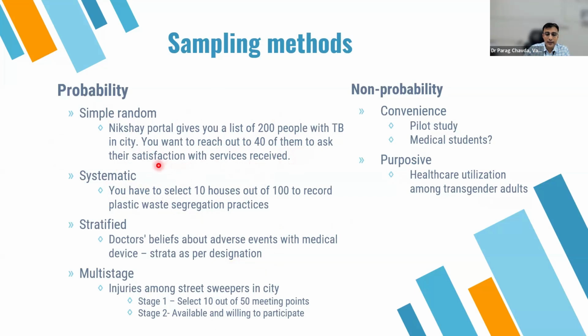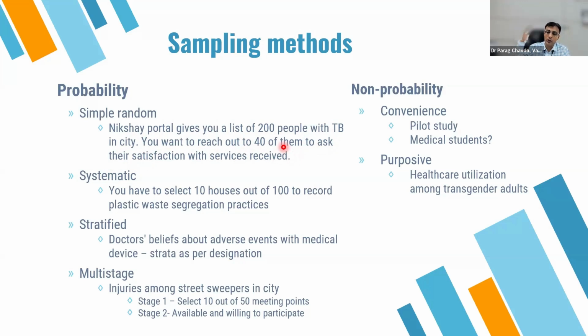So, for example, let's take this example. Nikshay is a portal on which patients diagnosed with tuberculosis are registered in the government system, from both the private and public sector. Assume that the Nikshay portal gives you a list of 200 people with TB who are currently on treatment for tuberculosis in the city. You want to reach out to 40 of them, only 20%, to ask their satisfaction level with the services received. Since you already have a list of 200 people and you wish to select only a few of them, you can ask the computer to generate 40 random numbers, 1 out of 200, and the computer will give you those numbers.